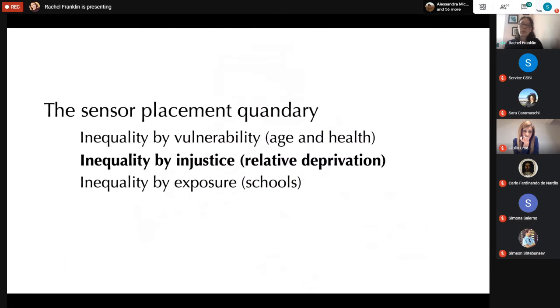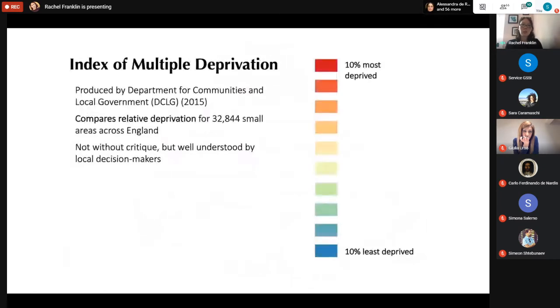Next, we'll take a look at sensor location and relative deprivation. To do this, we use the index of multiple deprivation, which is very frequently used in England. It's produced by the Department for Communities and Local Government. We use the 2015 edition. It breaks neighborhoods into deciles from the least deprived to the most deprived, using the same color scheme that we've used for previous maps. And it compares relative deprivation for almost 33,000 small areas across England. It's not without its critiques. It's a bundle of attributes that are considered to be related to deprivation, so income, housing, crime, health, but it's very frequently used by local policymakers.